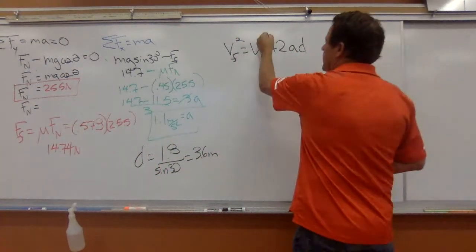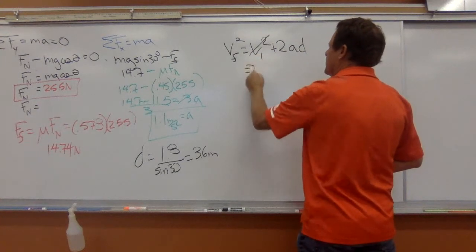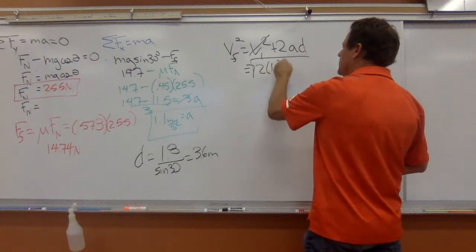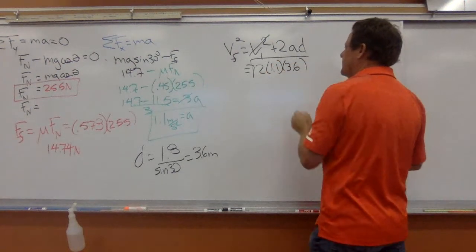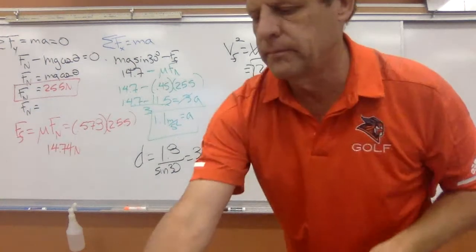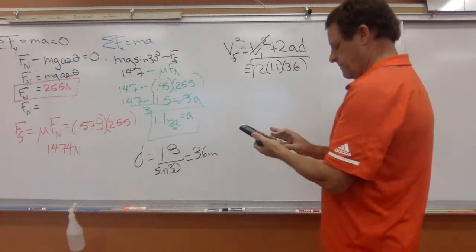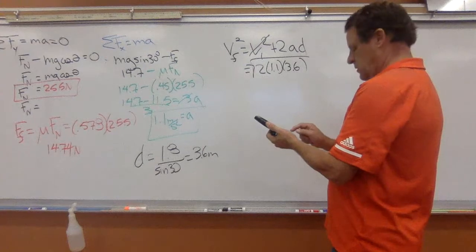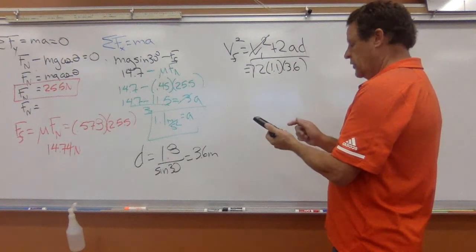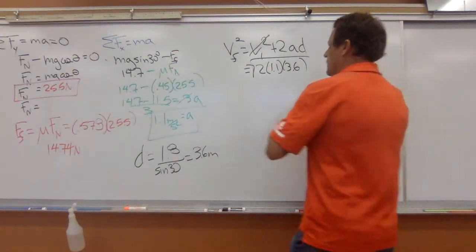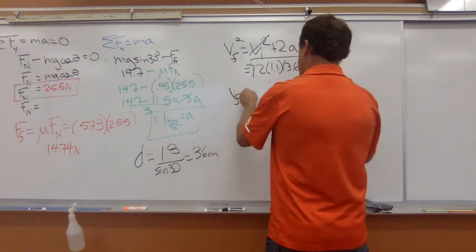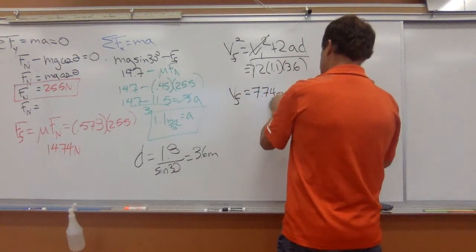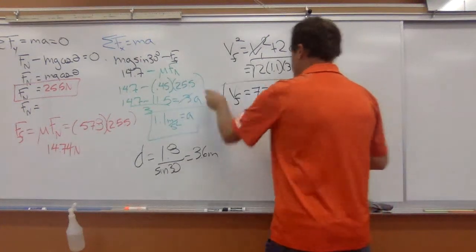3.6 meters. Okay, we know that the initial velocity is 0, so we're going to take the square root of 2 times 1.1 times 3.6. And now we're going to get 7.74. So our V final at the bottom is 7.74 meters per second. All right.